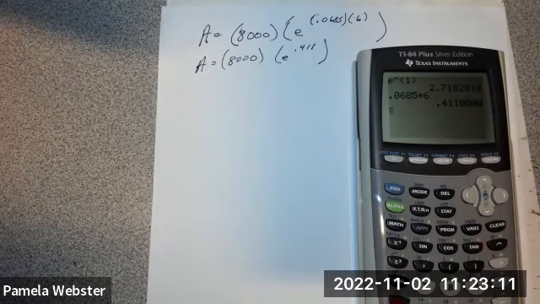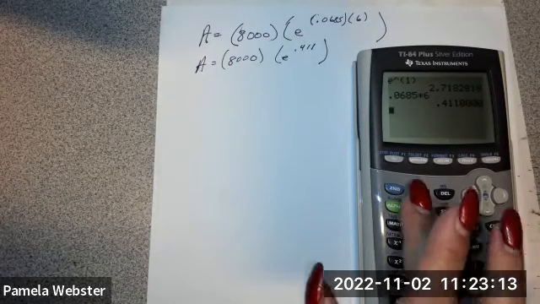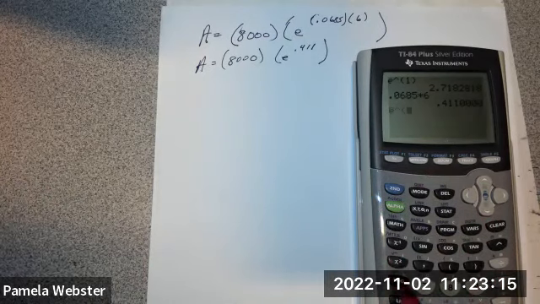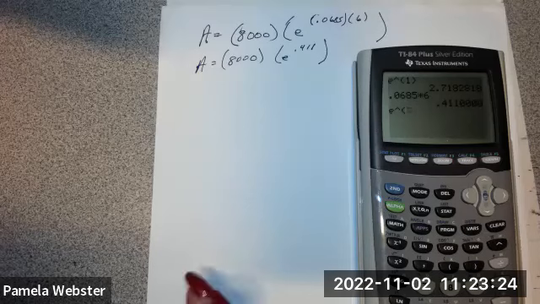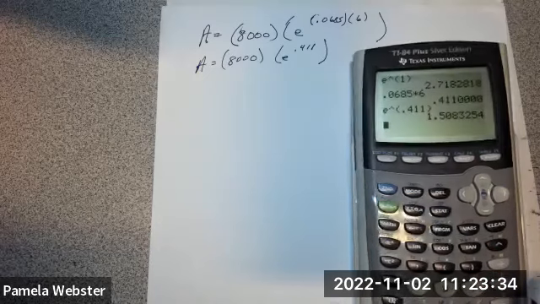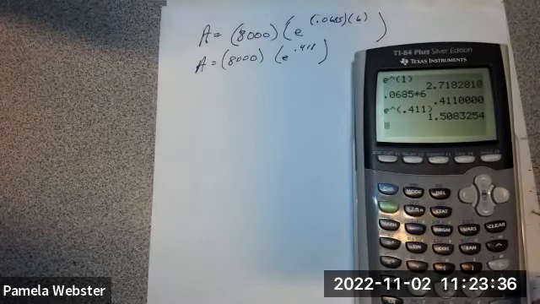I'm going to use that LN button, the button right above it again, the E raised to the, so I need second and the E raised to. Spend some time as you're starting to do your homework and make sure that you can do this, because you're going to have to do it on a test. So E raised to the 0.411. Okay. And that's going to give me a decimal, 1.5 something something.